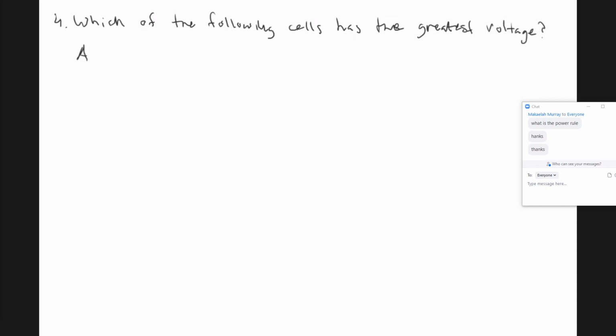So A, zinc solid, 0.1 molarity of zinc 2+ ion, double bar, 1 molarity of copper 2+, copper solid.